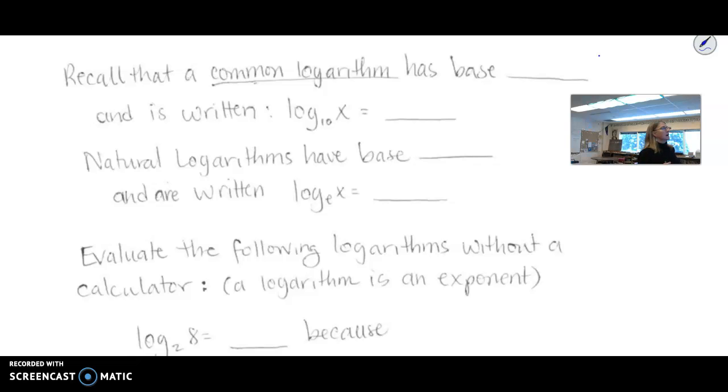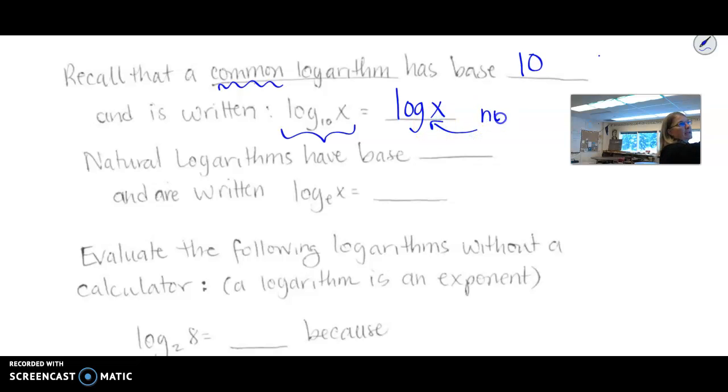So, okay. Recall that a common logarithm, and it's called common because it's commonly used, has base 10. Common logarithms have base 10. And instead of writing out log of base 10 of x, because it's used so commonly, we just write log of x. So if you do not see a base written here, no base with a log means base 10.